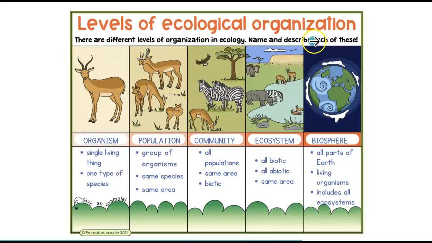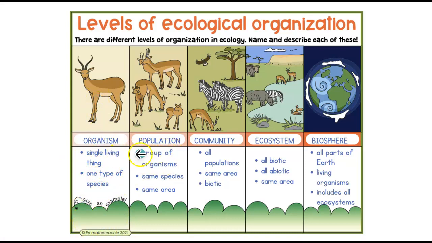Levels of ecological organization, you can draw pictures or not. That's totally up to you. Maybe you can just list what it might be. There are different levels of organization in ecology. We're going to name and describe each. So an organism is just a single living thing. It's one type of species. And can you give an example here besides a deer?